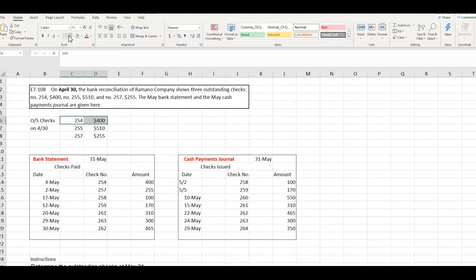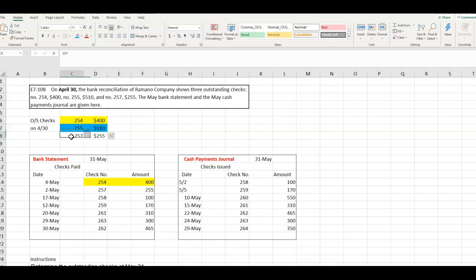Did 254 clear the bank? We're going to look on the bank statement to see if 254 did clear. And sure enough, 254 cleared the bank for the right amount. The amount's the same, the date, and the number's the same. 255, did it clear the bank? There's nowhere on here do I see the number 255. So I'm going to put that in blue.